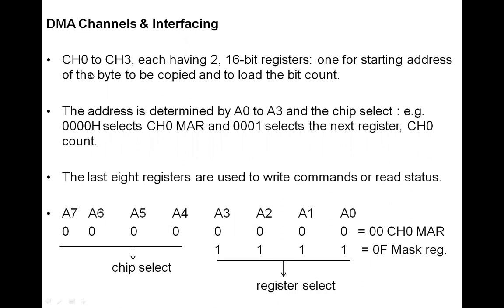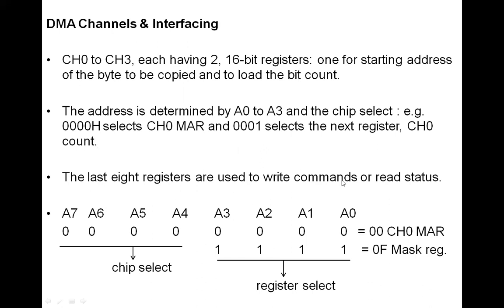Now, this is the explanation that channel 0 to channel 3 each have 2 16-bit registers, one for the starting address of the byte to be copied and another to load the byte count. The address is determined by A0 to A3 and the chip select signal, such as 0000 selects channel 0 MAR, that is the memory address register. 0001 is going to select the next register, that is the channel 0 count register.